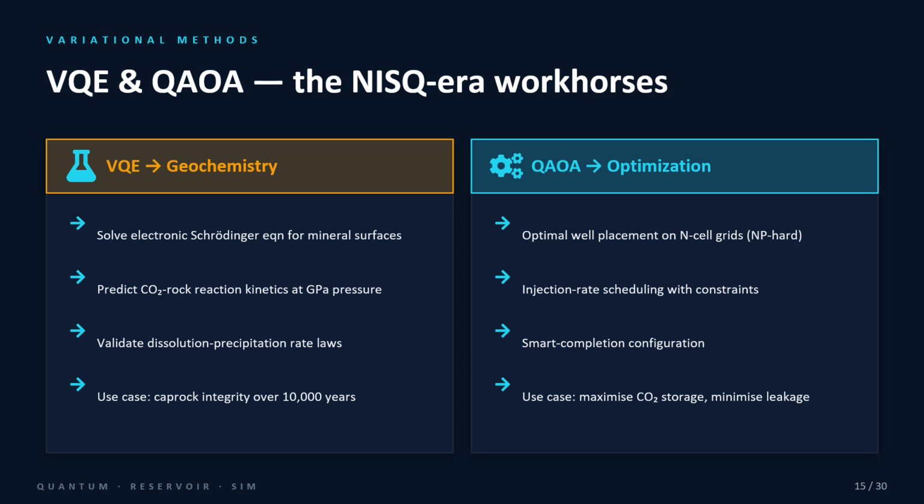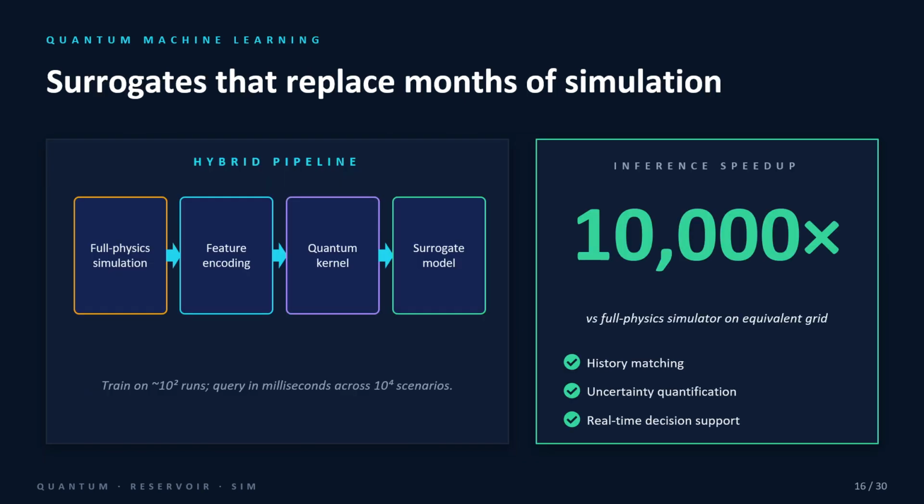QAOA is designed for optimization problems. Reservoir engineering has many difficult optimization problems. Where should we place wells? How should we schedule injection rates? How should we configure smart completions? And how should we minimize leakage risk while maximizing storage capacity? In the NISQ era, hybrid variational algorithms like VQE and QAOA may provide practical early applications. They combine classical optimization loops with quantum circuit evaluations.